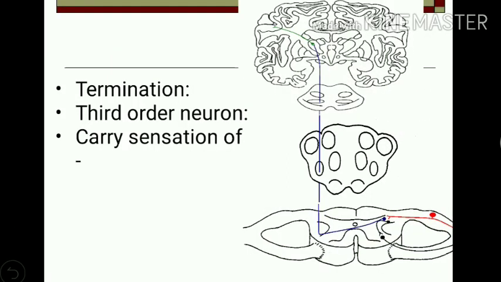Termination: these tracts end in the ventro-posterolateral nucleus of the thalamus, and from this nucleus, third order neurons arise, and these third order neurons end in the sensory cortex. Function: these tracts carry the sensation of crude touch, tickling and itching.